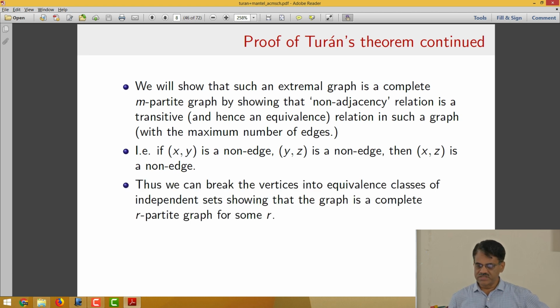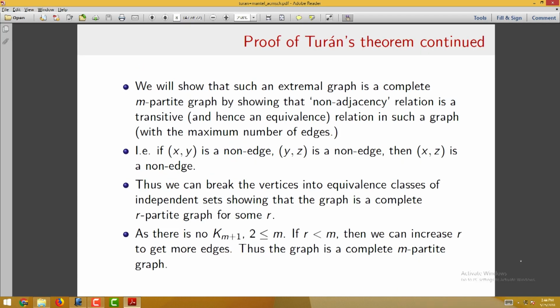Then we can break the vertices into equivalence classes of independent sets, showing that the graph is a complete r-partite graph for some r. Since there is no K_{m+1}, you can't have m plus 1 parts or more. So the number of partite sets will be at most m, and we will show it's actually equal to m, because if it is less than m, then you just break one up and create one more and you'll have more edges out of it. It's easy to show.